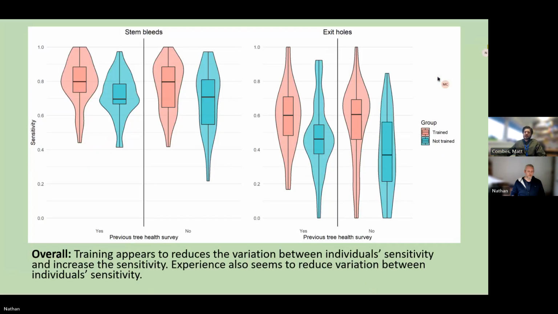The first step was to visualize some of the findings that we have. This is just the sensitivity. And clearly, as you're probably not surprised by, we can see that the stem bleeds, when they were there, were much simpler to detect than those tiny little exit holes. As I point out at the bottom, this is just visualizing, and I'll show you the statistics afterwards. We can see that training appears to reduce the variation in sensitivity and increase the sensitivity slightly.